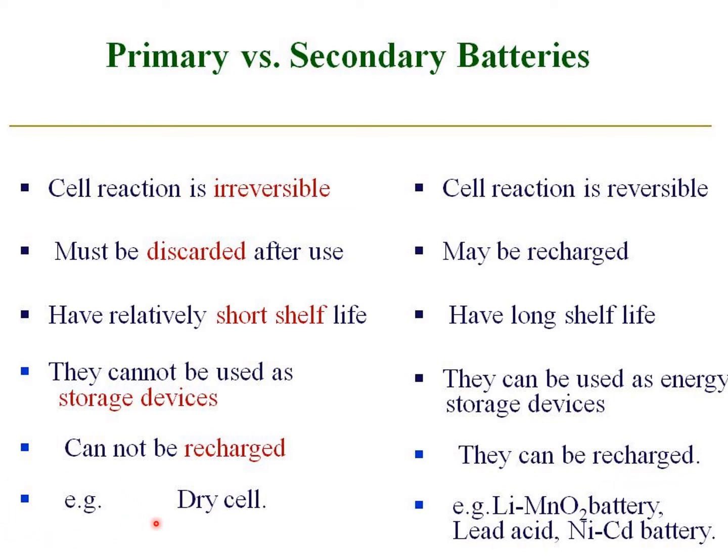An example of a primary cell, the most common example, is the dry cell, which we use in our TV remotes, etc. Secondary cells, for example, the lithium manganese dioxide battery, lead acid storage battery, and nickel cadmium batteries used in mobiles, are rechargeable ones.